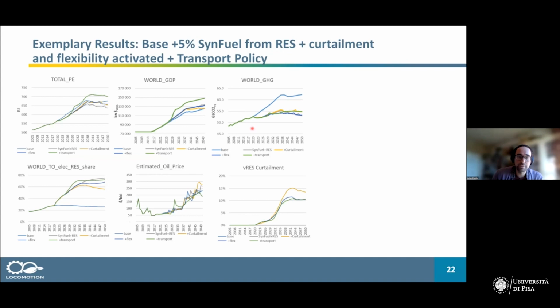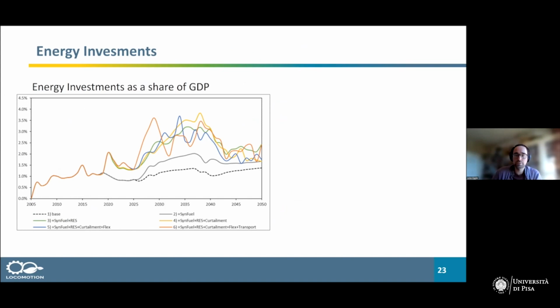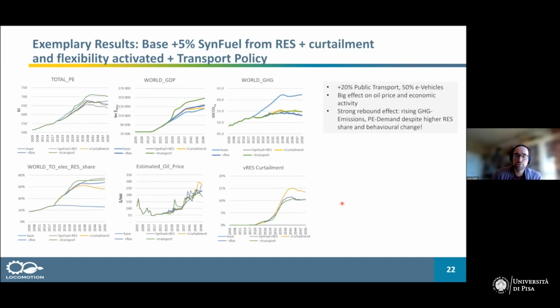If we look at GDP, we see that the GDP level we are able to achieve is much higher. And here you see that the oil prices are much lower. So what we can see here is a typical strong rebound effect of Jevons paradox, right? The economy is less constrained, so these efficiency gains are not translated into reduced greenhouse gas emissions, but instead into increased economic activity.